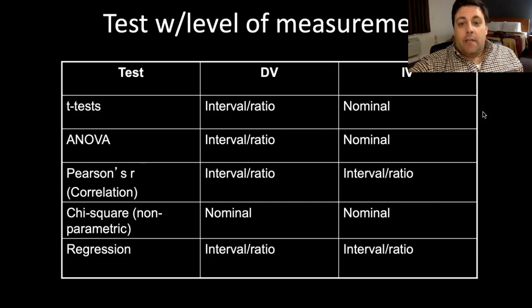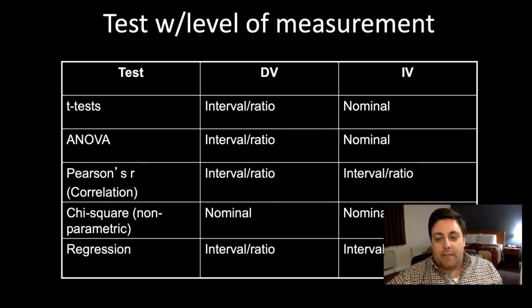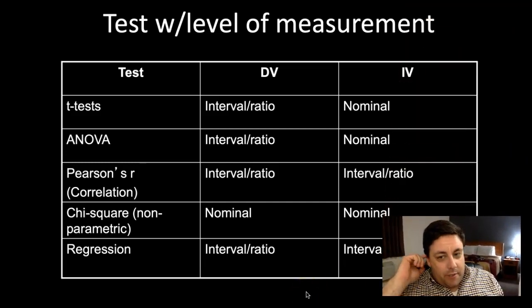If you had a DV that was at the interval level and you had an independent variable that was also at the interval level, you would use a regression. You could also use Pearson's R, so there would be more than one correct answer there. If you had both an independent variable and a dependent variable that were at the nominal level, you could use a chi-square, right? So I'm going to take you through what each of these tests are in the next couple of slides. But again, this chart in particular is going to be helpful for the assignment for this week.